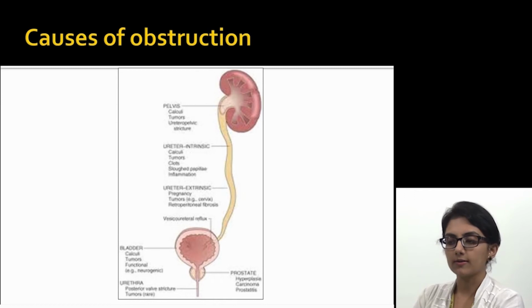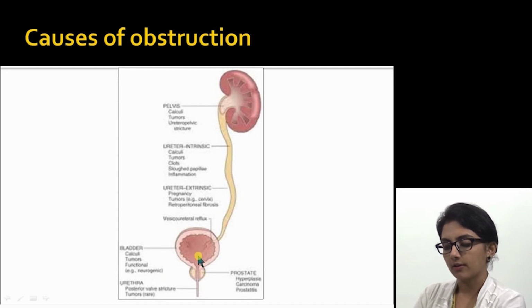Let's look at some important causes according to the level of obstruction. If we start from the bottom in the urethra, a posterior urethral valve is a common developmental anomaly in children, particularly in males, which can predispose to obstruction. Rarely you can have tumors of the urethra in adults. If you look at the prostate, a benign prostatic hyperplasia, an adenocarcinoma of the prostate, and sometimes even a severe prostatitis can predispose to obstruction. In the bladder, presence of calculi, bladder tumors, or just a functional problem in the bladder, which is what we call a neurogenic bladder in patients of diabetes, or if there's a spinal injury, that's obstruction.